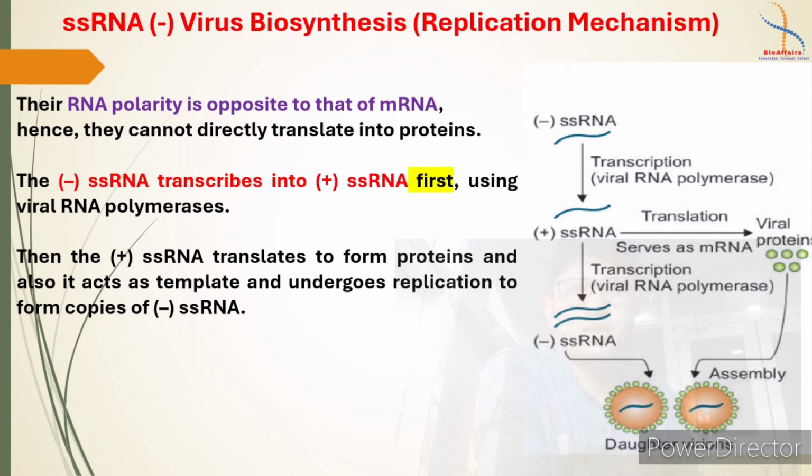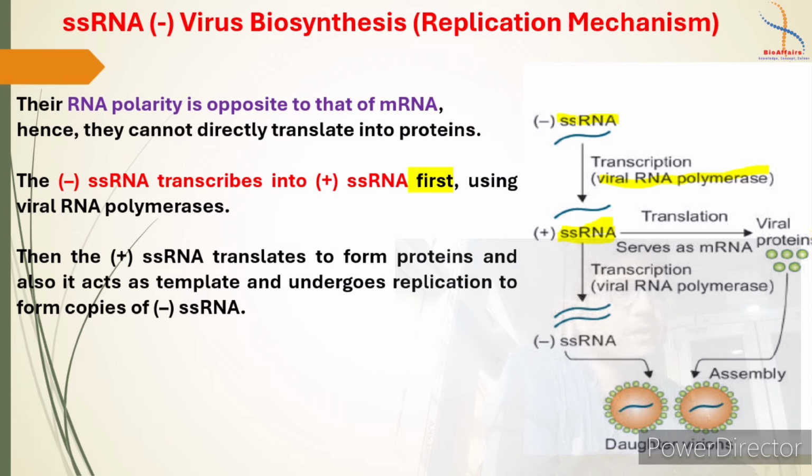Now coming to the next part. So within the single stranded RNA, now coming to negative sense single stranded RNA virus. So as you are clear with the previous slide, that negative sense RNA means it cannot directly act as an mRNA. So what I have to do? I have to first make it a positive sense RNA. So first, this negative sense single stranded RNA with the help of viral RNA polymerase will be transcribed to positive single stranded RNA. Now from this positive single stranded RNA the proteins will be made.